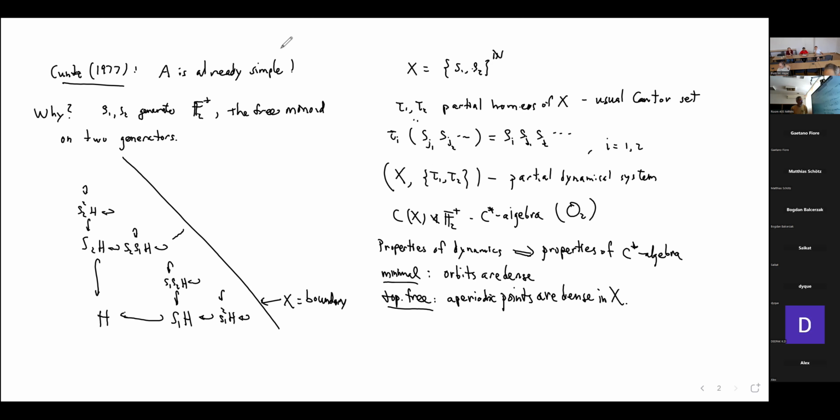The third important property is amenability. But I'm not going to say anything about that. That's just more complicated, and maybe in the more general setting later in the week I could say something. But the point is that these three together imply simplicity.